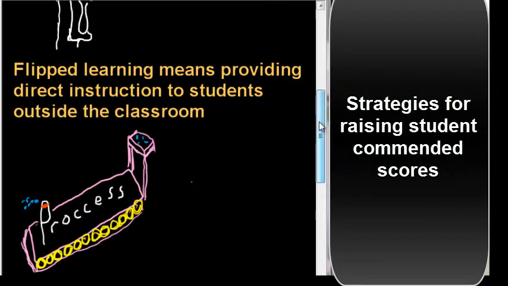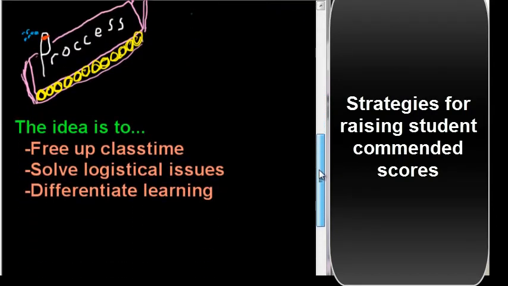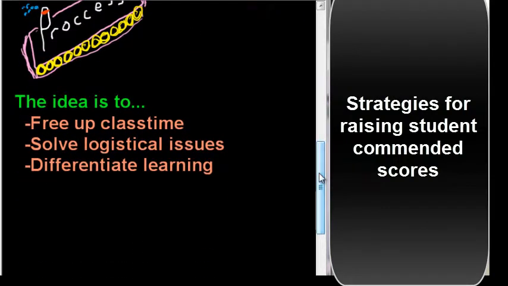Alright, so the idea is to free up class time, solve logistical issues, and differentiate learning. So we're freeing up class time, as I mentioned earlier, by delivering that direct instruction outside of class. The students come in with notes and the idea of what we're doing in class, and now we've got more class time to really focus on the work in the classroom. That's the meat of the learning. So we really want the focus of the classroom to be on that if we want our students to start achieving at a commended level.